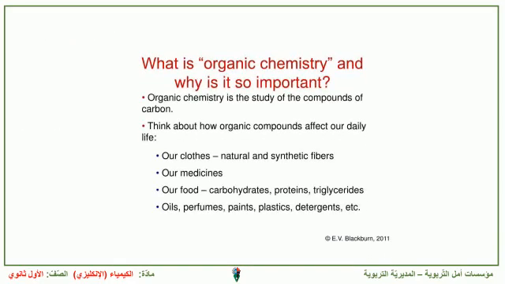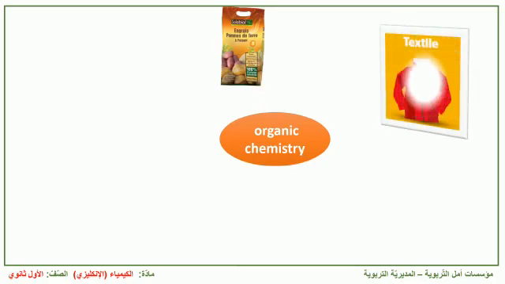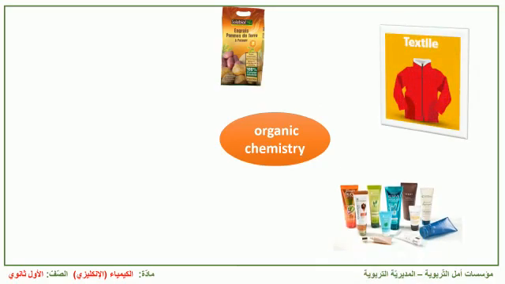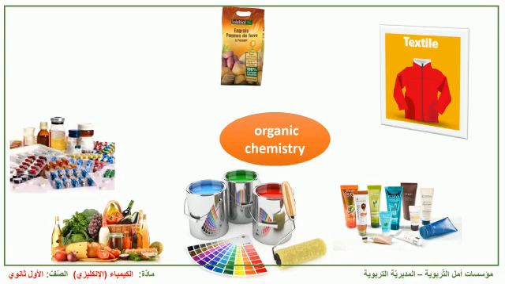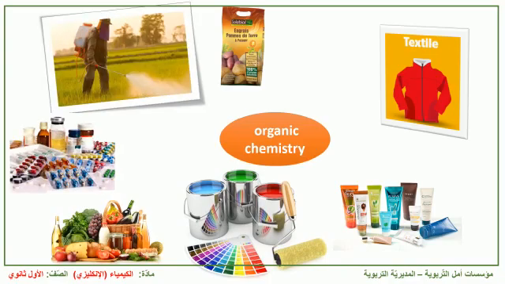What is organic chemistry and why is it so important? Organic chemistry is the study of the compounds of carbon. Think about how organic compounds affect our daily life: our clothes, our medicines, our food, oils, perfumes, paints. As we can observe here in this document, for example, we have clothes or textiles, cosmetic products, paints, food, medicines or drugs, and fertilizers.